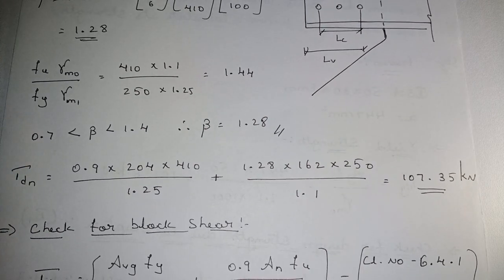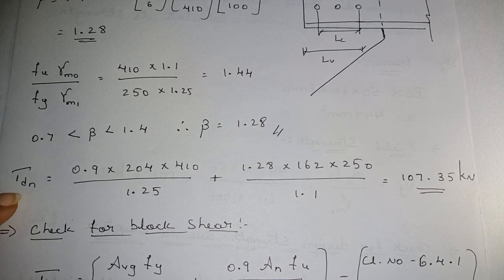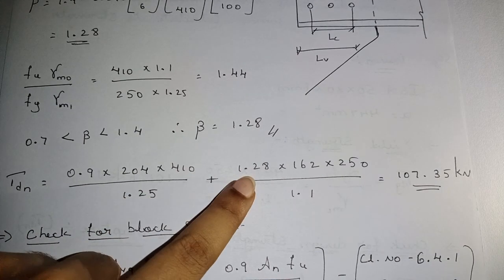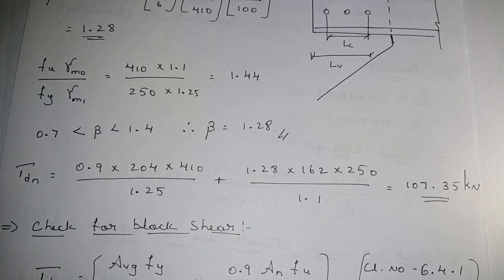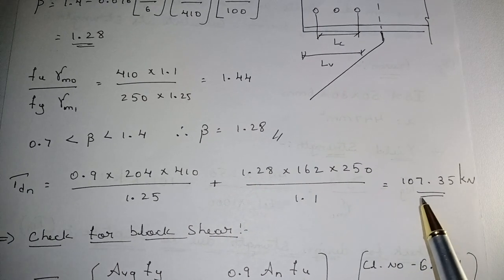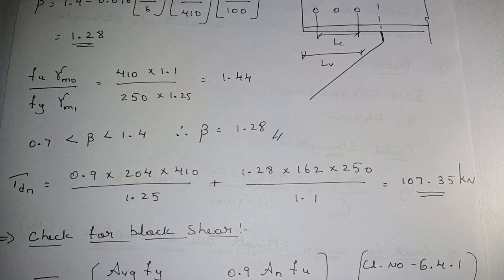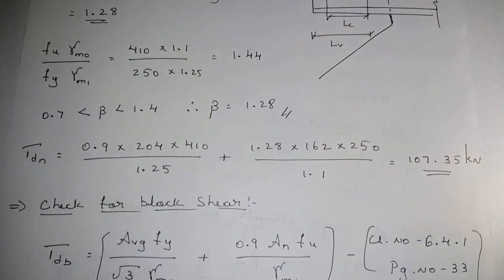Now everything you substitute in TDN equation. 0.9, everything you substitute, areas, beta value, everything, and TDN you will get it as 107.35 kilonewtons. I think I'm clear. 107.35 is the strength of the angle section in rupture. Okay, so that is about the rupture.